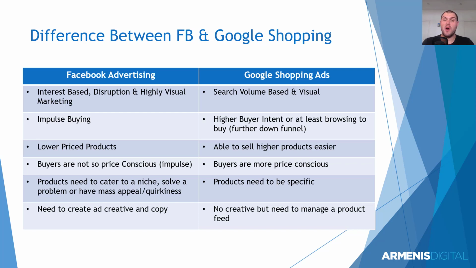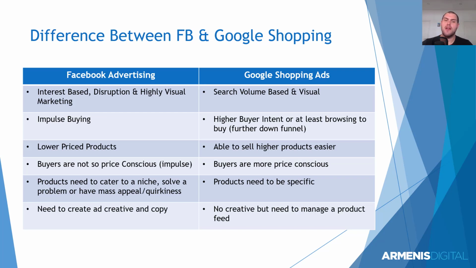Facebook advertising, buyers aren't so price conscious though. So it's impulse buy, right? So what I mean by that is lower priced products are still favored, right? But the people on there are not searching so much and doing price comparisons. And on the flip side, Google Shopping, your price does have to be competitive. So that is one of the downsides.